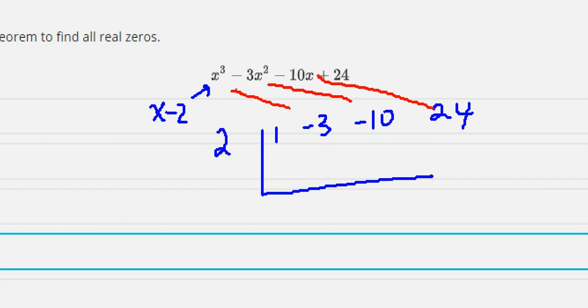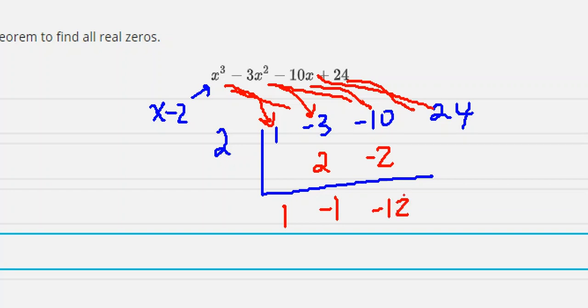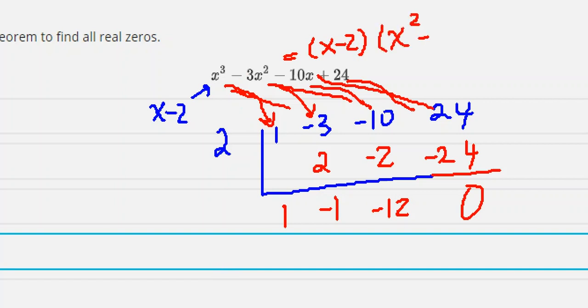These numbers are coming from there, right? And then let's do that. Move down 1, and then 2 times 1 is 2, so add them, you get negative 1. 2 times negative 1 is negative 2, so add them, you get negative 12. And then 2 times negative 12, you get negative 24, which is 0. Which means this can be written as x minus 2 times x squared minus x minus 12.